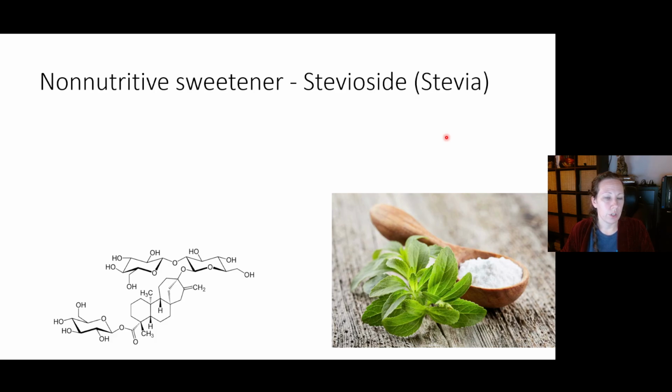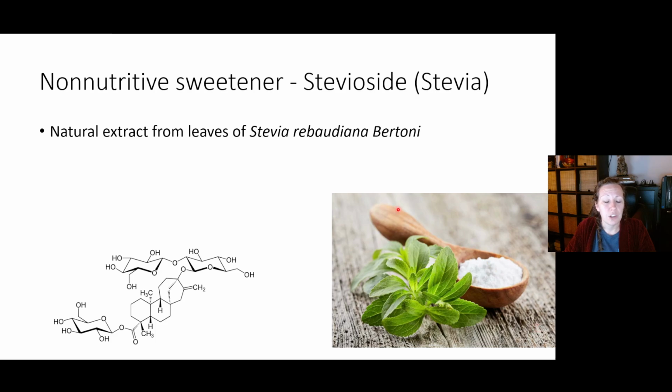The fourth non-nutritive sweetener that we have is stevioside, also known as stevia. And this one is actually a natural extract. So this is the first one that we've seen that is natural and not synthetic, that is extracted from the leaves of the stevia plant. This sweetener is 300 times sweeter than sugar. I think its chemical structure is quite interesting because it's so different from the other ones that, I mean, it's massive compared to the other ones that we've seen.